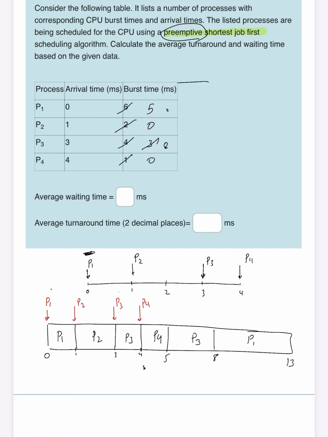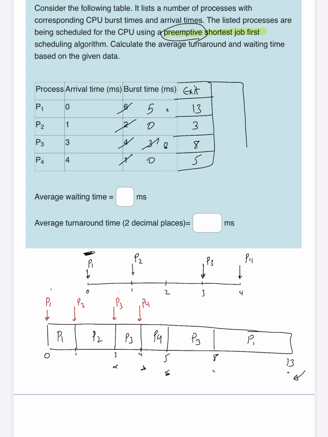What I do next, I add another column, which is the exit time. For exit time, I always start from right to left. So P1 leaves at millisecond 13. The next one is P3, which leaves at millisecond 8. The next one is P4, which leaves at millisecond 5. And the next one is P2. We've already mentioned that P2 leaves at millisecond 3. Now we've got the exit time.